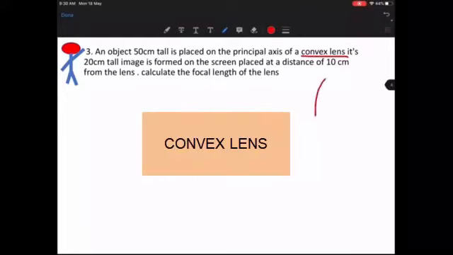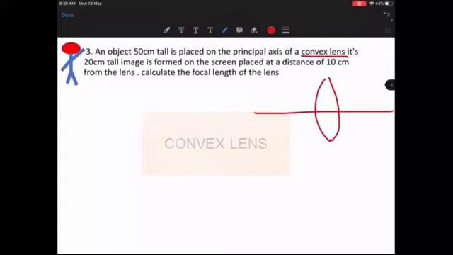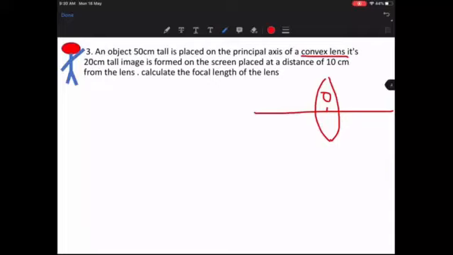So what is a convex lens? Let us draw a convex lens. This is the kind of convex lens. This is the principal axis here. In the center here, this O is the optical center. Fine. So what is given here? You have the 50 centimeter, which is nothing but the height of the object.